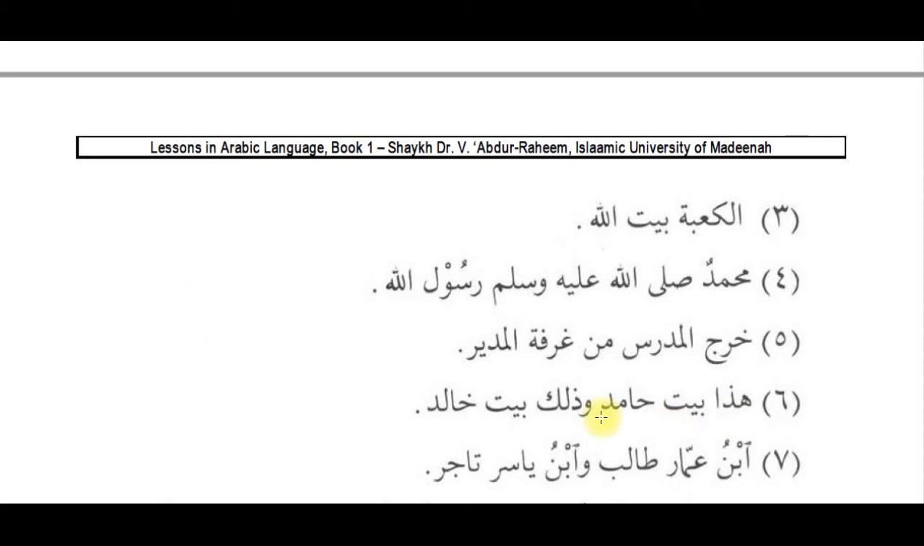Hada baytu Hamidin, this is Hamid's house. Wa dhalika baytu Khalidin, and that is Khalid's house. Ibnu Ammarin talibun, wa ibnu Yasirin tajirun. Ammar's son is a student, and Yasir's son is a trader. Baytul mudarrisi ba'idun, wa baytul tajiri qaribun. The teacher's house is far, and the trader's house is near.